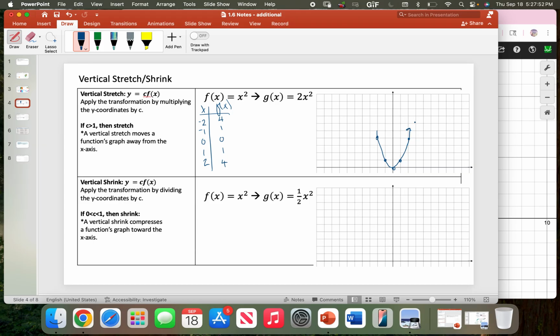Okay, so here's f of x. And here, my c value is 2. That's greater than 1, so that has to be a stretch. In order to apply that transformation, you're going to multiply all of the y coordinates by the c value. So these values here. My new coordinate points will be -2, 8; -1, 2; 0, 0; 1, 2; and 2, 8. Okay, we want this to increase more quickly.